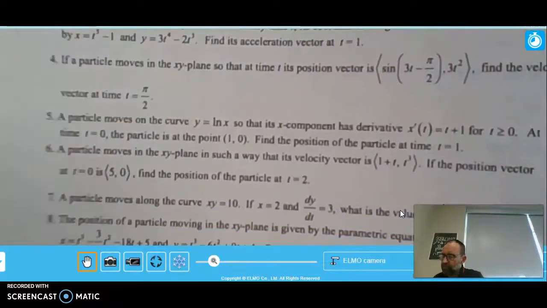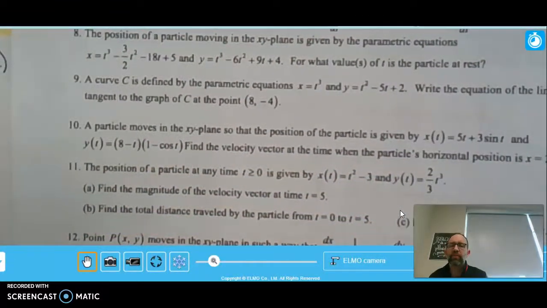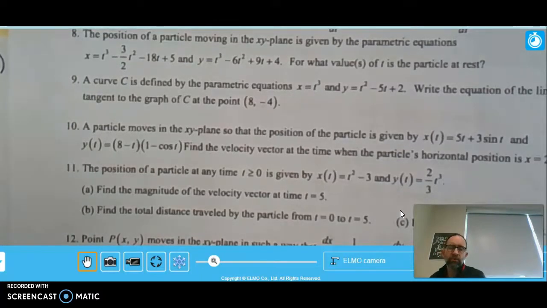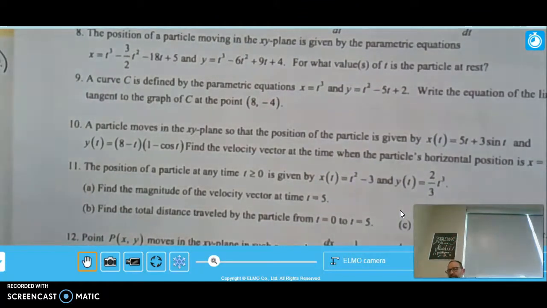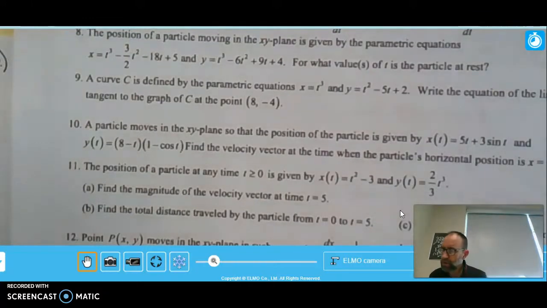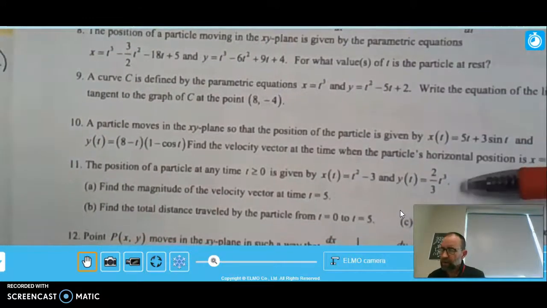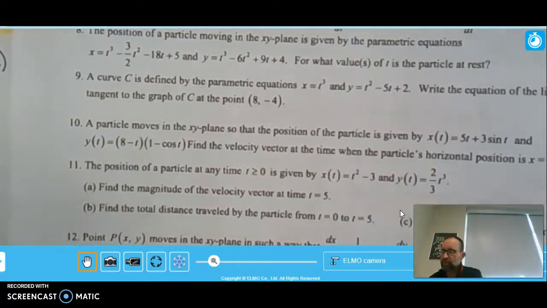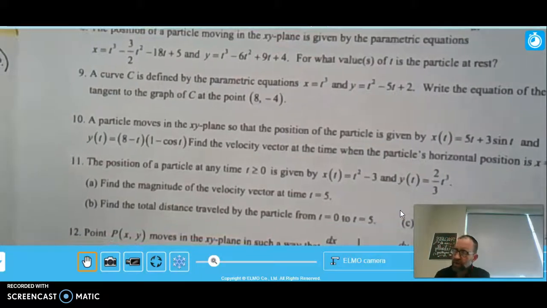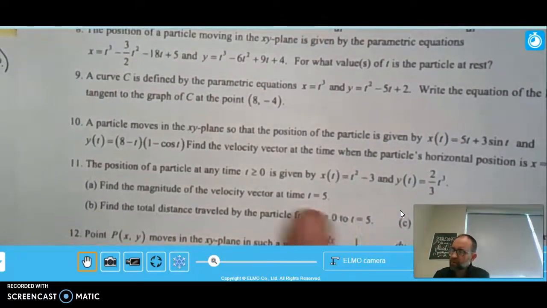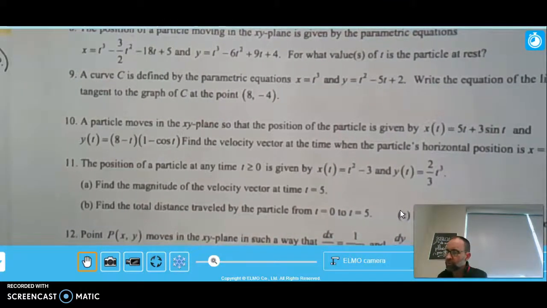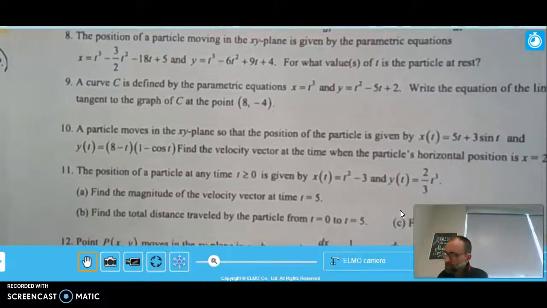Question 11 talks about the magnitude of the velocity vector. So we need to find the horizontal component and the vertical component of the velocity. We're going to need to find dx/dt and dy/dt. Once we find dx/dt and dy/dt, we'll plug in 5. That'll give us the components of our vector at t equals 5, and then we can just use the Pythagorean theorem to find the magnitude of that vector.